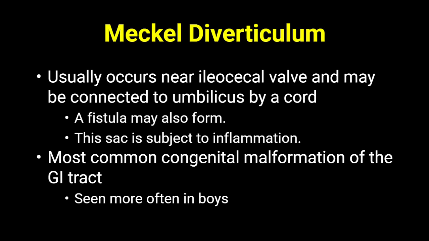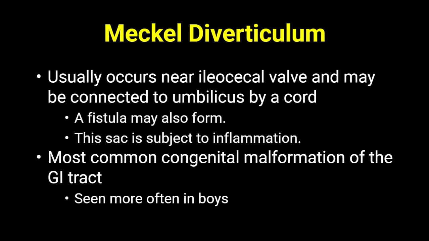Meckel diverticulum is the most common congenital malformation of the gastrointestinal tract. It occurs when a small pouch remains in the ileum because the vitelline or omphalomesenteric duct fails to completely disappear during fetal development. It is usually located near the ileocecal valve and occurs more frequently in boys. Some children remain asymptomatic, but the diverticulum may contain ectopic gastric tissue, which secretes acid and can cause ulceration and bleeding. As a result, the most common symptom is painless, bright red rectal bleeding.